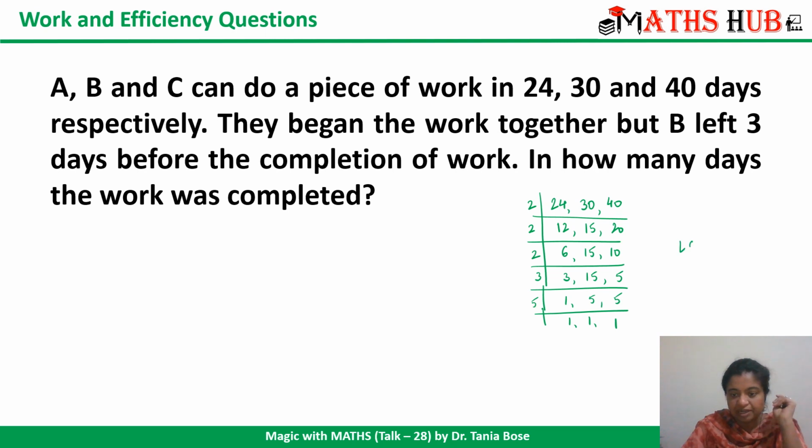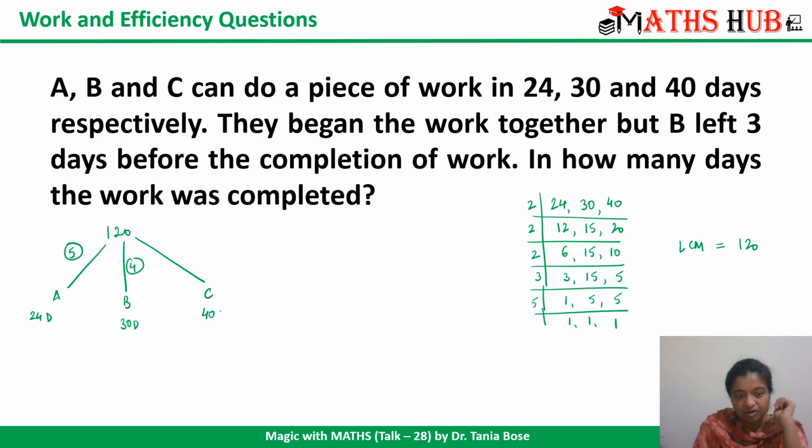So what is my total LCM? The LCM is 5 threes are 15, 15 twos are 30, 30 twos are 60, 60 twos are 120. So let's write down 120 here. Now A is completing the work in 24 days. So what is the efficiency of A? It will be 120 divided by 24. So it would be 5, right? Now B is taking how many days? 30 days to complete the work, so the efficiency is 4. And C is taking how many days? 40 days to complete the work, so the efficiency is 3.